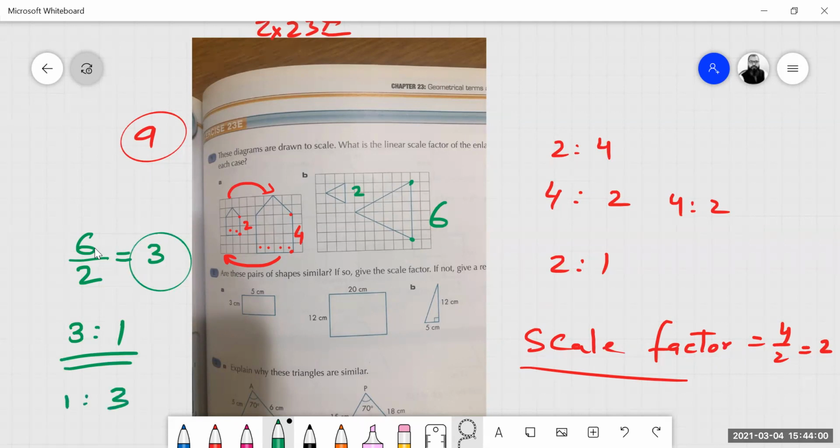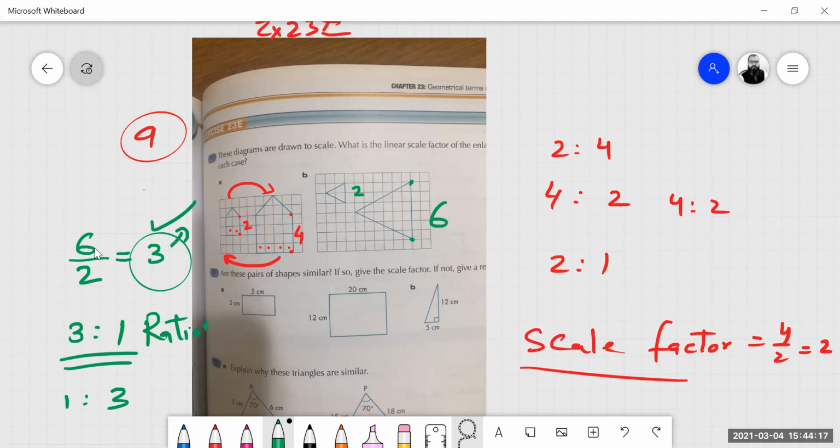Sir, we don't have to write 1, right? We don't have to write 1. This is the scale factor. In the scale factor, we will find out the value. This is the ratio and this is the scale factor.